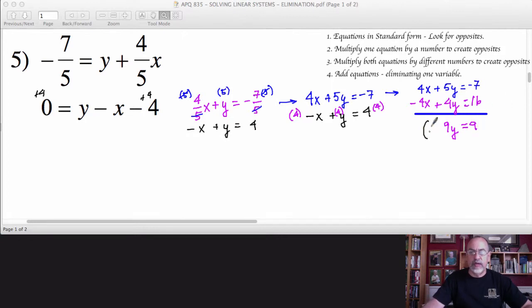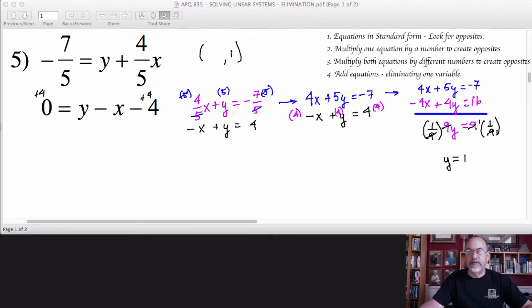I can then multiply by the reciprocal of 9, which is dividing by 9. So those 9's reduce to 1, leaving me 1 times y, which is y. And these reduce to 1, leaving me 1 over 1, which is 1. So the y value of my solution is a 1.